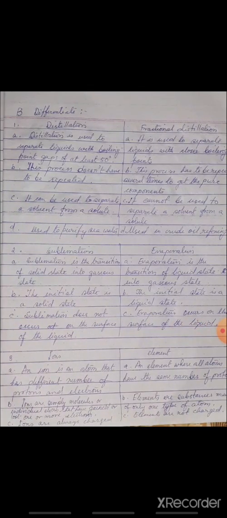Now next is distillation and fractional distillation. Distillation is used to separate liquids with boiling point gaps of at least 50 degrees Celsius, and fractional distillation is used to separate liquids with closer boiling points. Second point, in distillation the process doesn't have to be repeated. But in fractional distillation, the process has to be repeated several times to get the pure components.